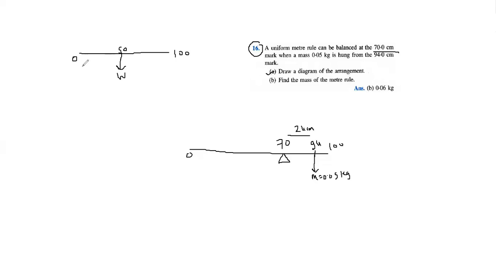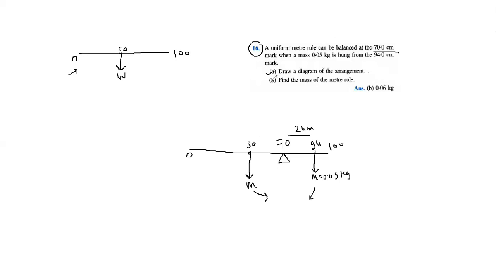So we know from our previous concept that weight is always concentrated at the center. So the weight of the ruler will be somewhere here. This will cause the anti-clockwise moment and this will cause the clockwise moment. So this is the place where we'll have the 50 centimeter mark. So this is the answer for part A.